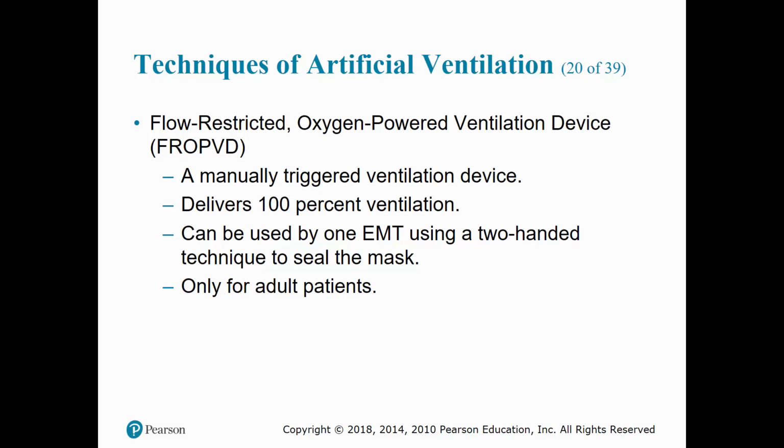The FROPVD, or Flow Restricted Oxygen Powered Ventilation Device, is an aid in ventilating a patient in cardiac arrest when used in the manual mode, which requires the EMT to trigger the device to deliver a ventilation. Avoid the automatic mode in cardiac arrest because it may cause an increase in positive end expiratory pressure, which means air is remaining in the terminal bronchioles and alveoli, which may lead to a decrease in blood return. The FROPVD is only meant to be used with adult patients.